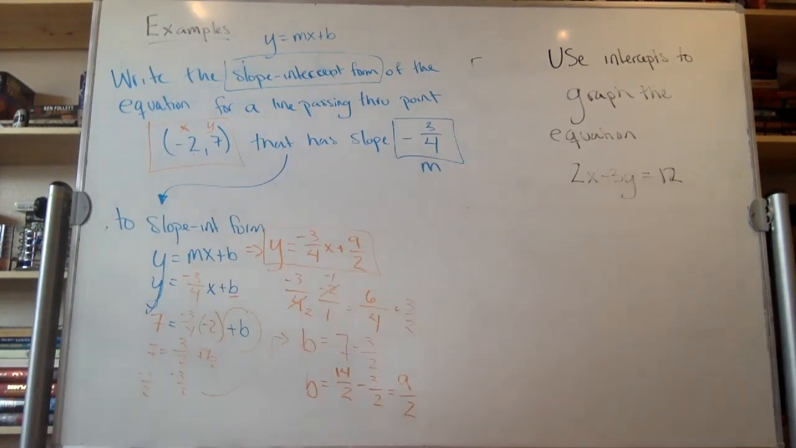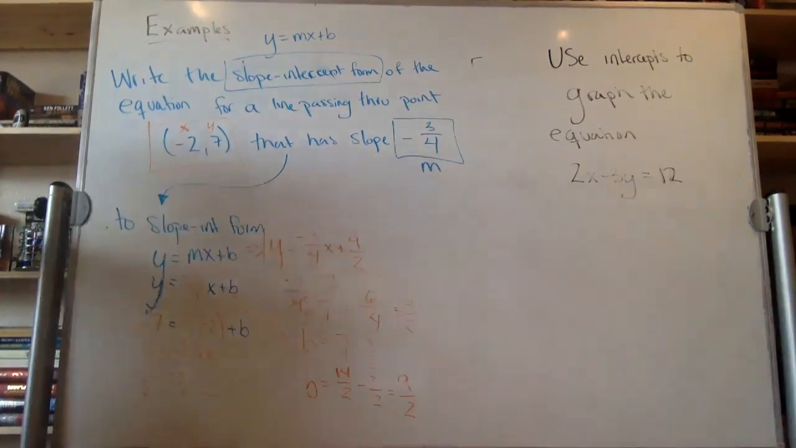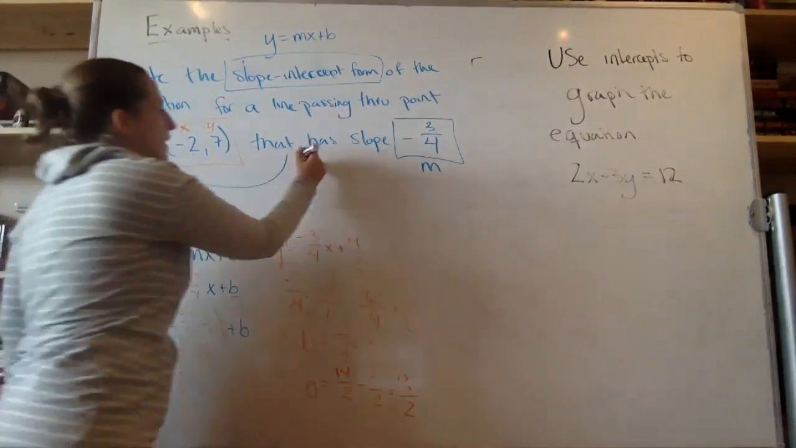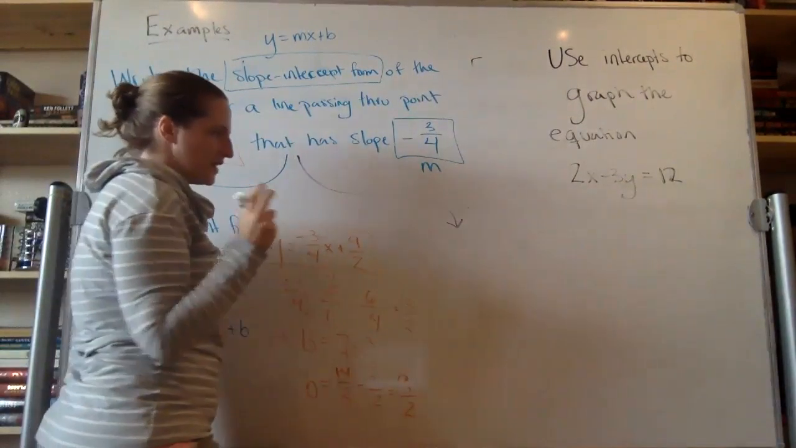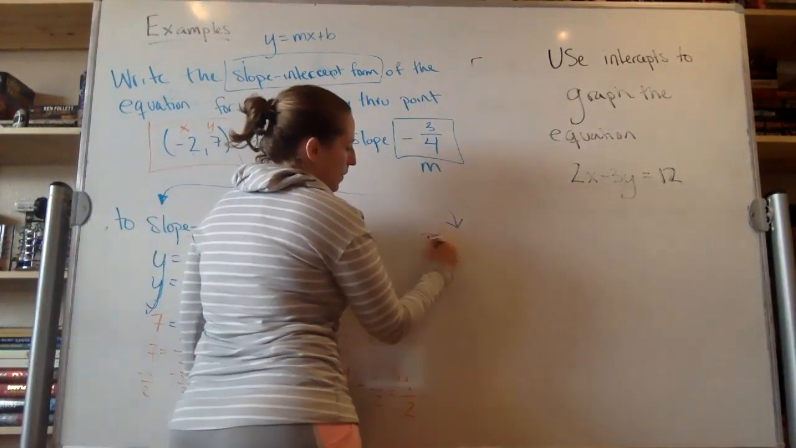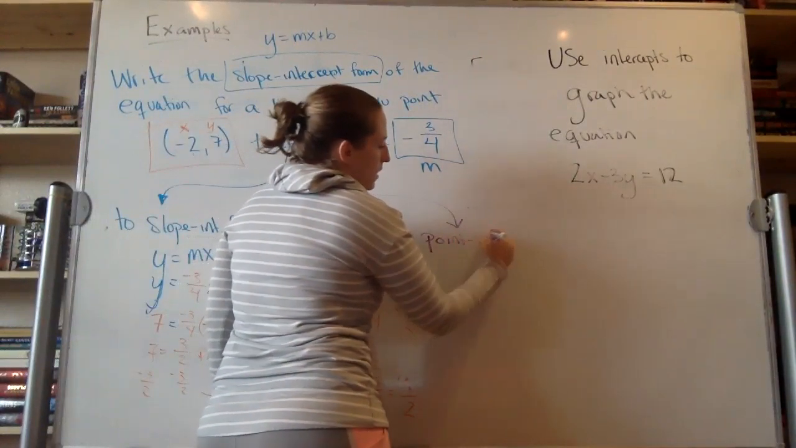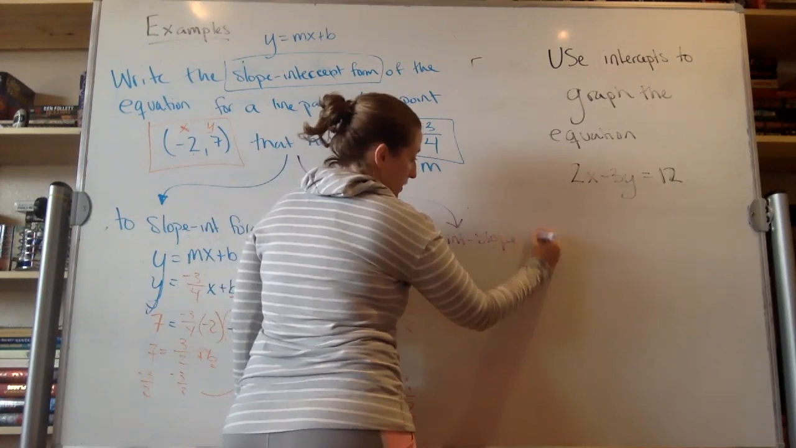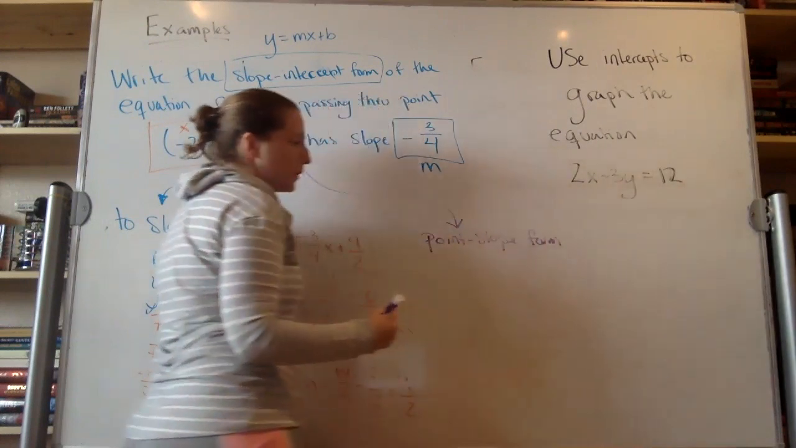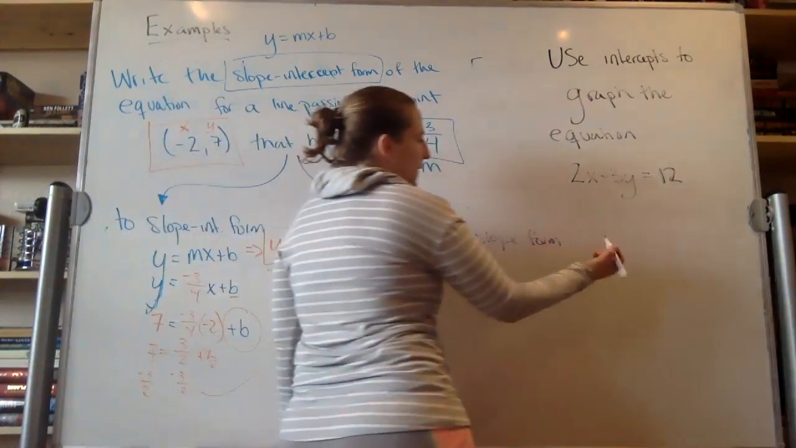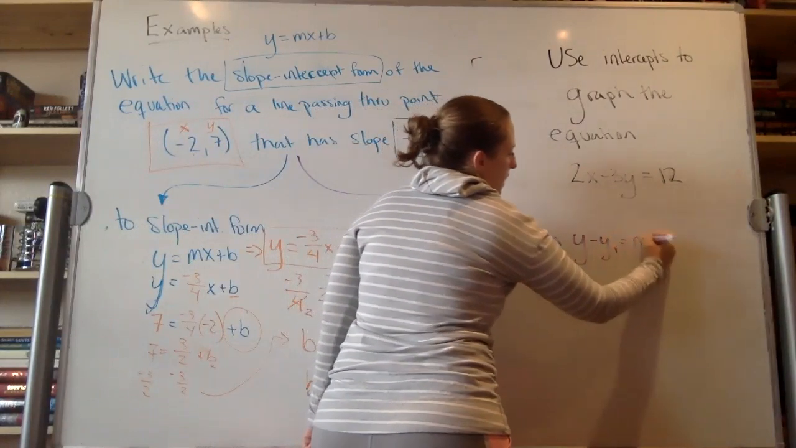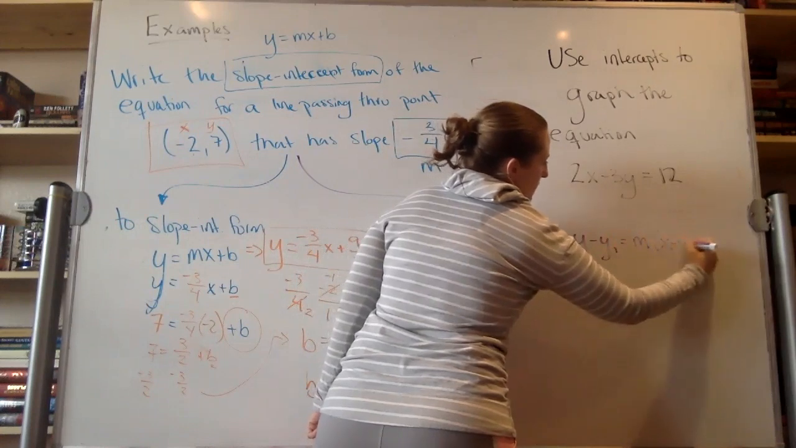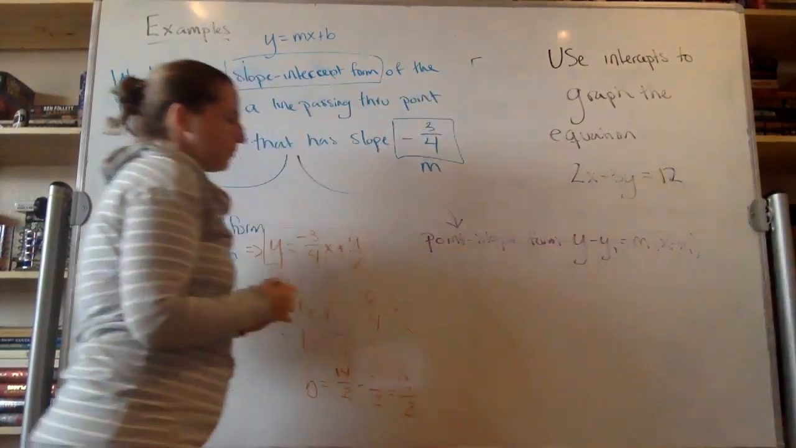Now I said I was going to show you 2 different ways to do this. Another way to do this is to use one of the other forms we have as an intermediary, and that is point-slope form. So we don't want our final answer in point-slope form, but we can use point-slope form to get where we need to be. Remember, point-slope form says y minus y1 equals our slope times x minus x1, okay?